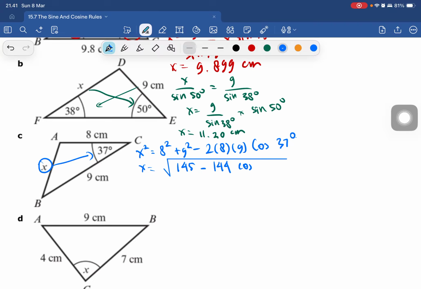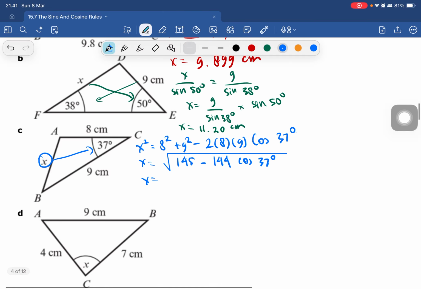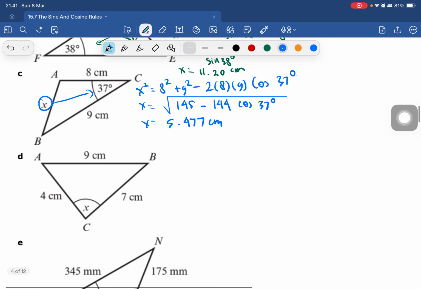Okay, and with cos 37 degrees, you might need to use a calculator to get it. So the value of x, from here you will get the answer of 5.477 centimeters. Use a calculator.